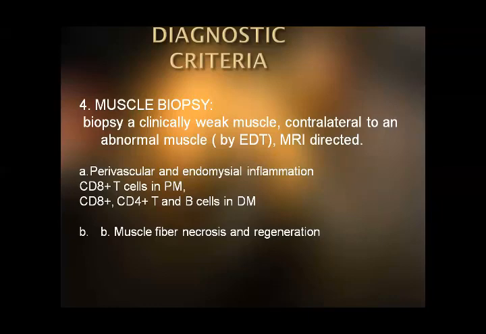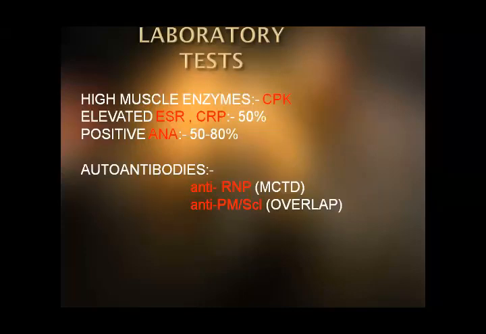There are CD8 T cells in polymyositis, and CD8 and CD4 T and B cells in dermatomyositis. So there is inflammation with CD8 T cells in polymyositis, and CD8, CD4 T and B cells in dermatomyositis. So muscle histology will show perivascular endomysial inflammation with infiltration of the CD8 and CD4 cells in patients with polymyositis and dermatomyositis. Muscle fibrosis, necrosis, and regeneration would also be visible on the histological slide.